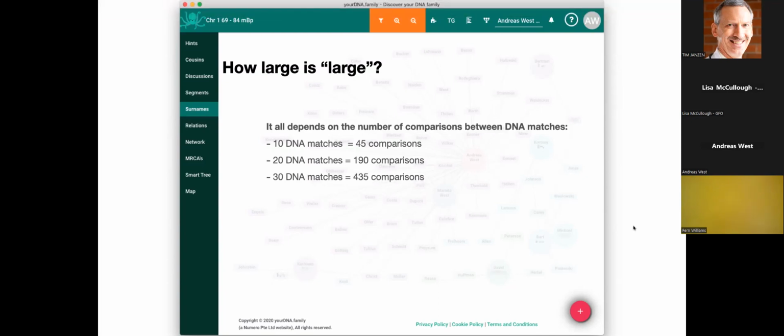Then we go to what I said earlier, where in my opinion a large number of triangulated cousins in a triangulated group starts. 30 DNA matches would be 435 comparisons. With 50, we're already over 1,000 comparisons, 1,225. 100 is 4,950. The triangulated group that we're looking at in a short bit actually has over 110 DNA matches right now.